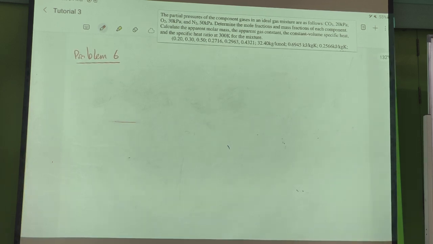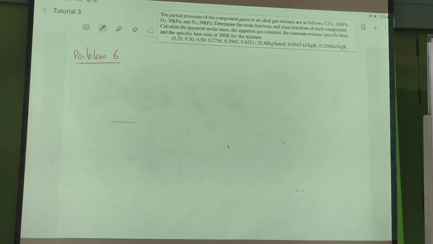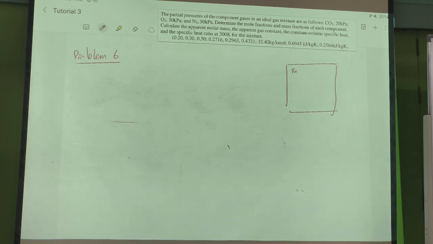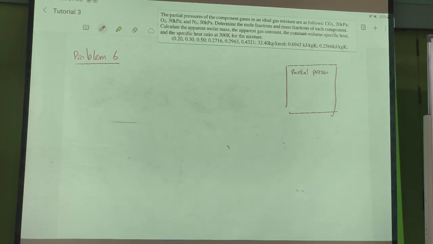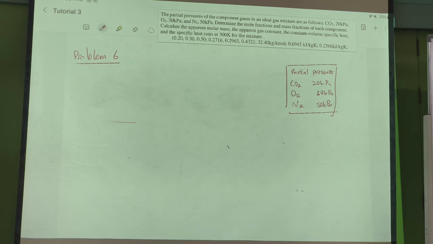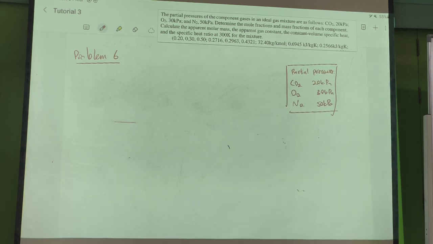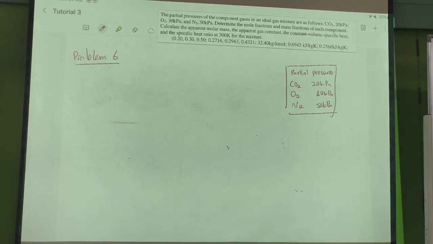Okay, so we look at problem 6 here. The partial pressures of a gas mixture are given, so you are actually given the partial pressure. So let's say we have a container, for example. The partial pressure of CO2 is 20 kilopascal, O2 is 30 kilopascal, and N2 is 50 kilopascal. Determine the mole fraction and mass fraction of each component, and you need to calculate the apparent molar mass, apparent gas constant. So again, all of everything here.